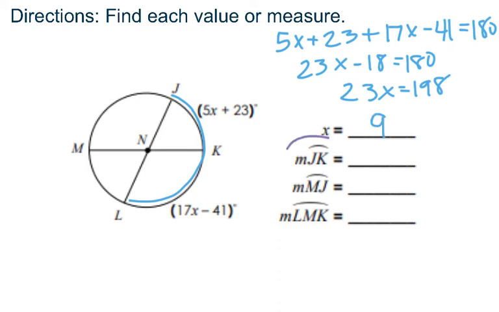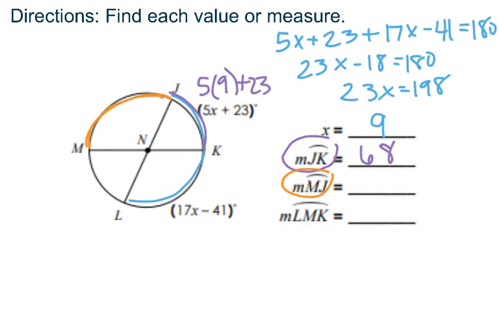Next thing it asks me to do is the measure of JK. So I'm going to replace that x with the number 9, because I know that x equals 9. And I get that the measure is 68. The next one is the measure of MJ. I think the easiest thing to do is recognize that the orange and purple are making a semicircle. So 180 minus 68 is 112.